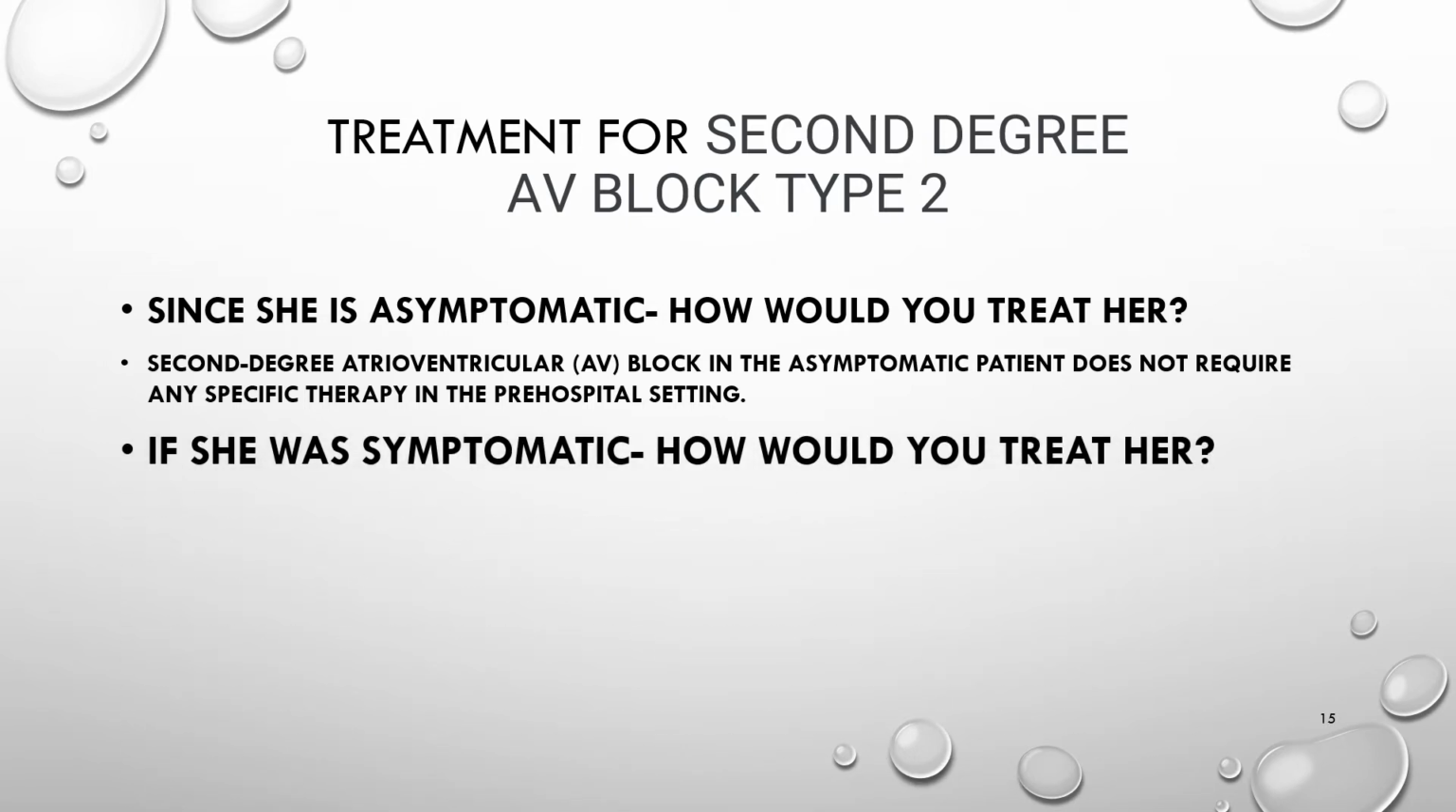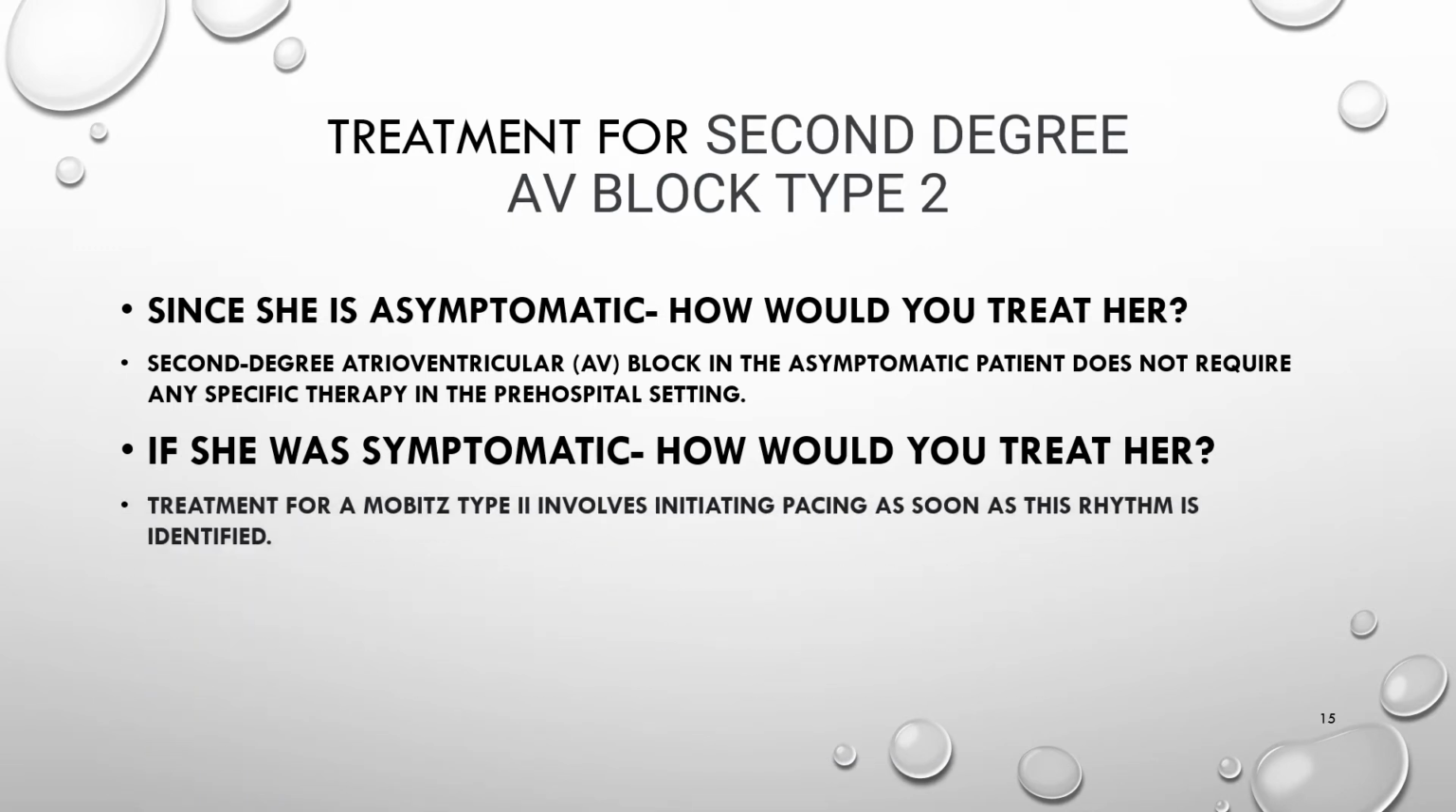But the fact that she was symptomatic because she was hypotensive, she was pale and sweaty, and she was very weak, begs the question that something has to be done immediately. So what would you do? And the answer would be you need to pace her.